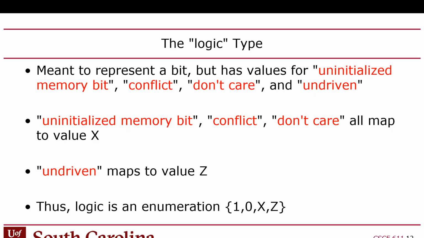Okay? Everyone with me? So there's this type called logic, and it's an enumerated type containing the values 1, 0, X, and Z. 4 values.